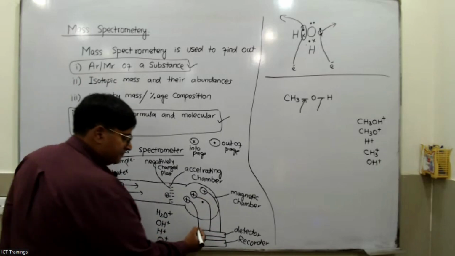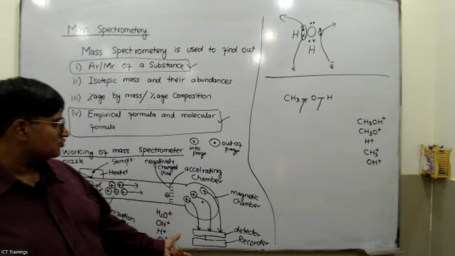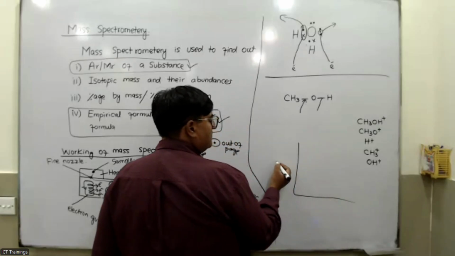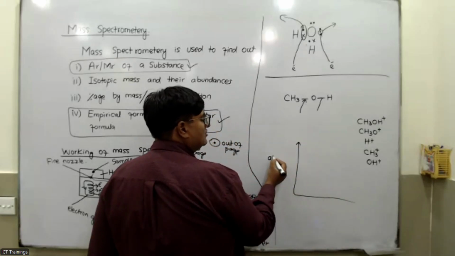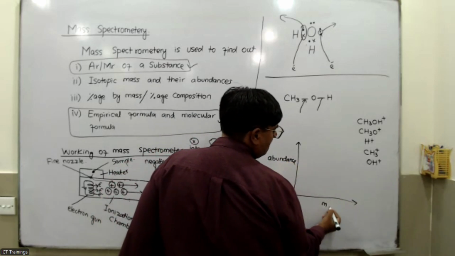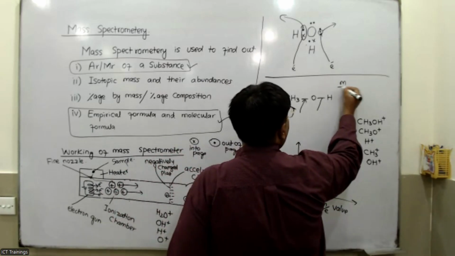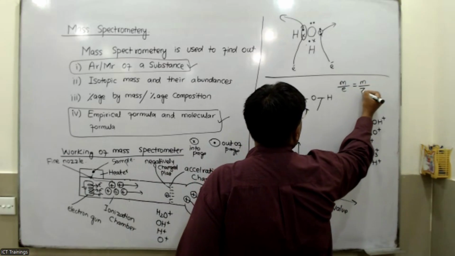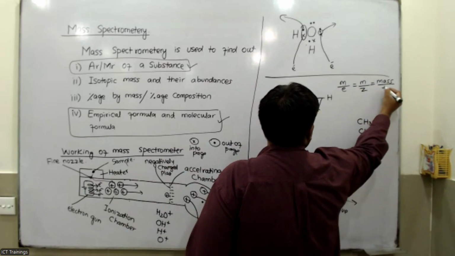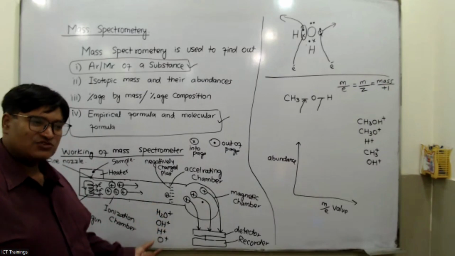So when they collide with the detector, the detector sends the signals to the recorder, and the recorder is going to record these values on a graph paper in which the y-axis shows the abundance, whereas the x-axis shows the m over e value. M over E value, and in some books it is written as M over Z value. So M shows mass and Z or E shows the charge. You know that all the particles mostly got the plus one charge.